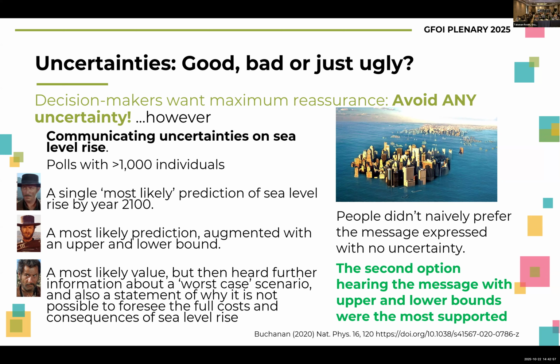Basically, the result was that people did not, as we would have expected, naively prefer the message expressed with no uncertainty. Actually, the second option, where you have an upper and lower bound confidence interval, was the one preferred by the public in terms of appreciating how likely probabilities of sea level rise were going to be in 2100. Okay, so that is the first, for me, unexpected result.